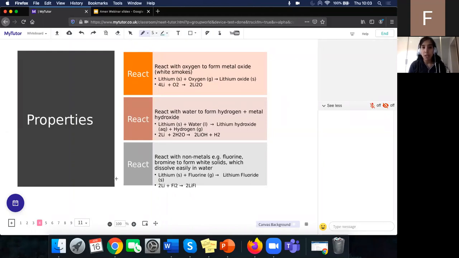So if we start with the first one, they react with oxygen to form metal oxides, which produce white smokes. So on the slide, I've got an example. Lithium plus oxygen goes to lithium oxide, and it's balanced here.